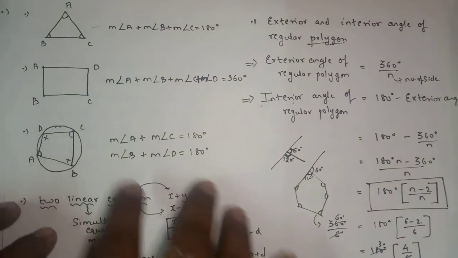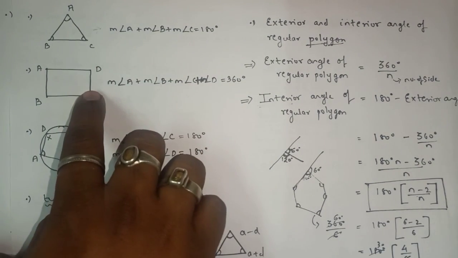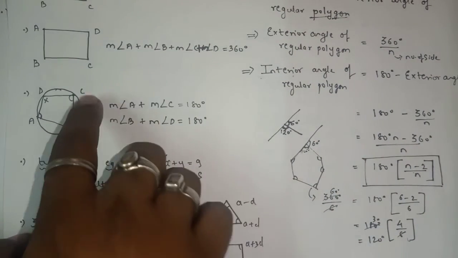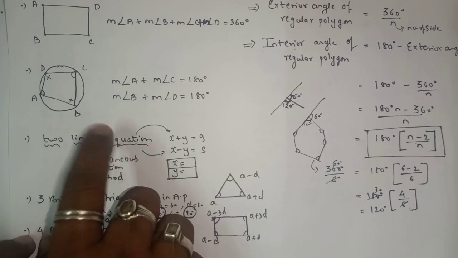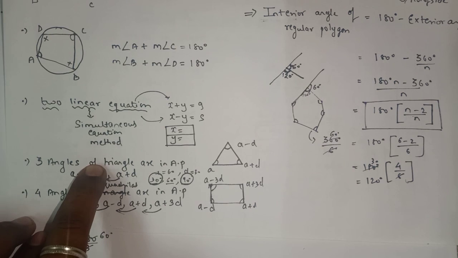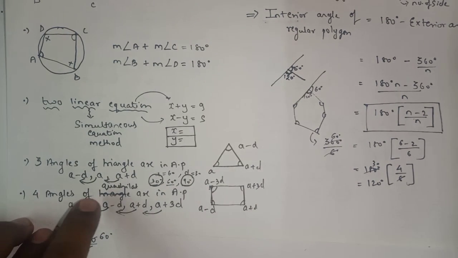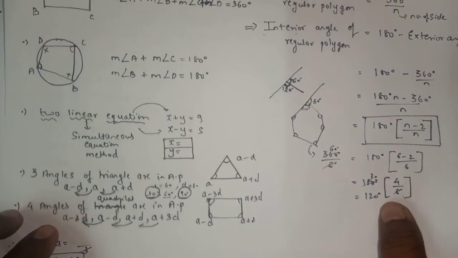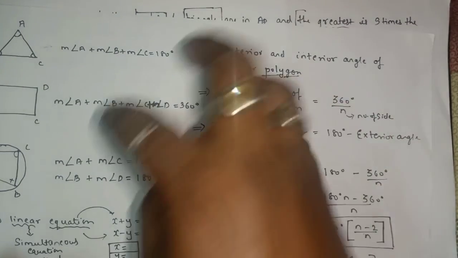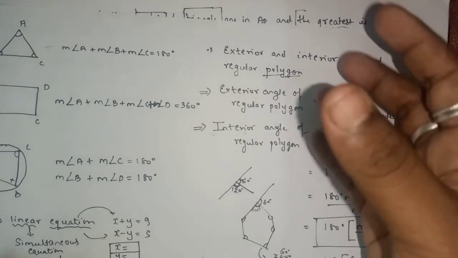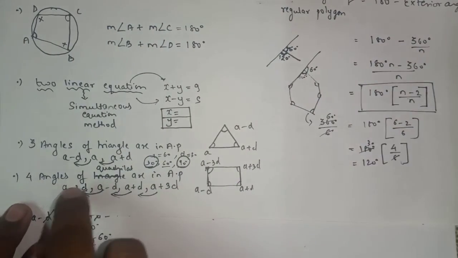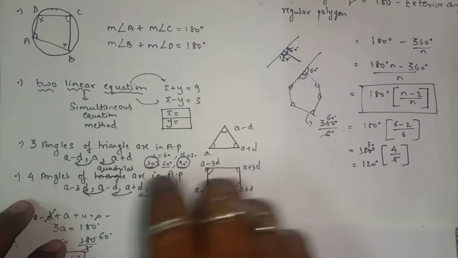Now we took one example based on a triangle, one based on a quadrilateral, and one based on the cyclic quadrilateral. In this video we saw two sums based on linear equations and one sum based on the angles of a triangle in AP, and we'll take one sum based on the angles of a quadrilateral in AP. Then after that we'll see the important concept of how to find the interior and exterior angles of any regular polygon. So in the next video we'll see the sum based on when the angles of a quadrilateral are in AP.